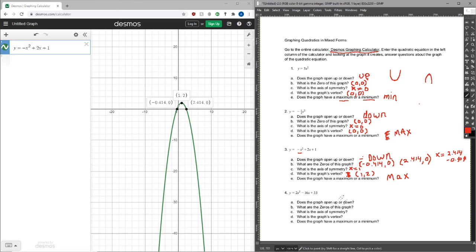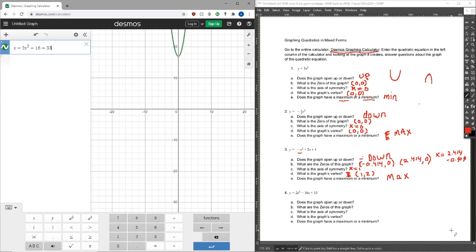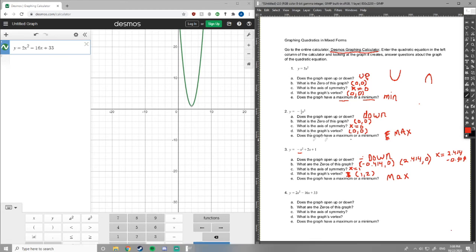Okay, now let's look at number 4. So number 4 says y equals 2x squared minus 16, and I need, it looks like an x in there. That'll make a difference. Plus 33. All right. This brings up some points that we probably want to pay attention to.